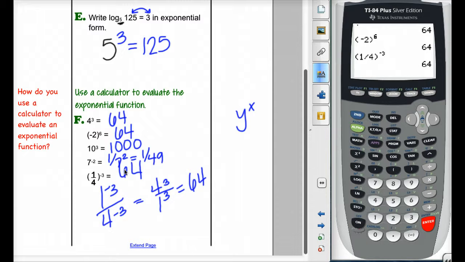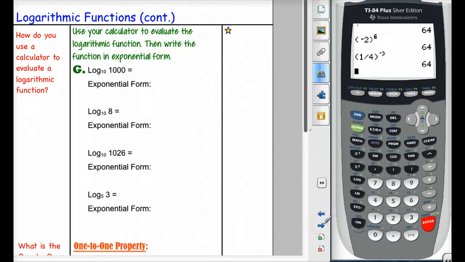The next piece is going to be to use the calculator to evaluate logarithmic functions and then write the function in exponential form as well. So one of the things I want you to make sure you're aware of is your calculator can only do a log in base 10. So if you have a log in any other base, it's not going to be possible on a calculator.